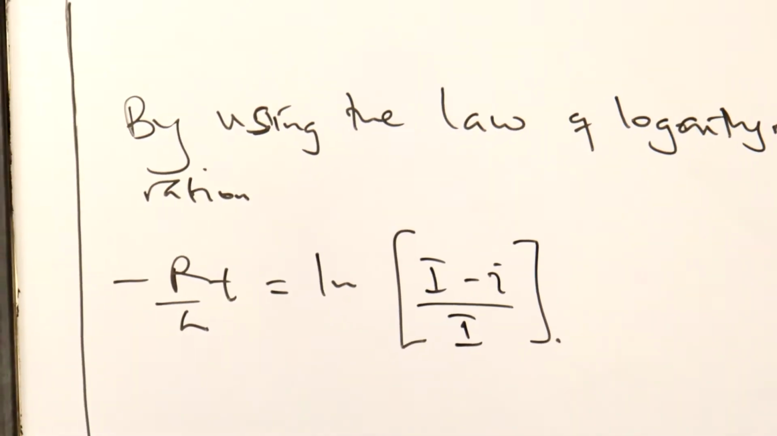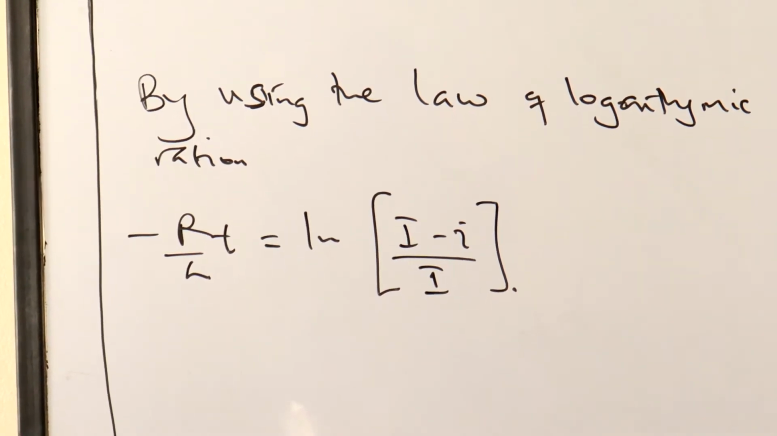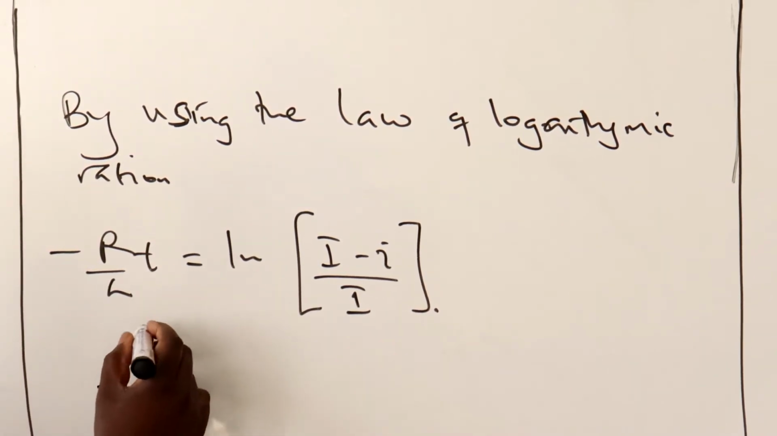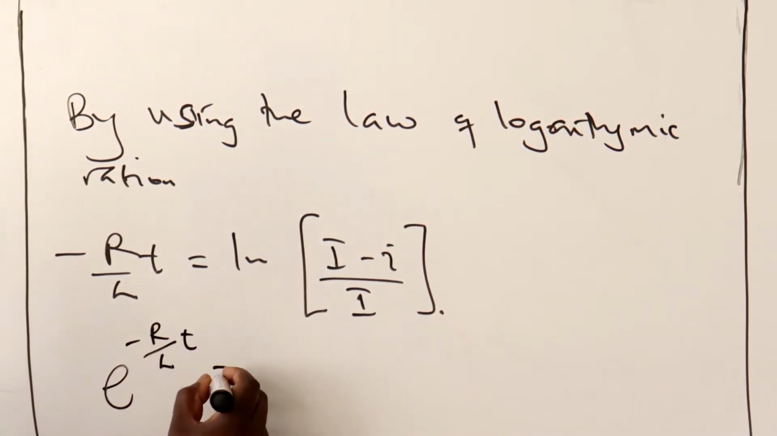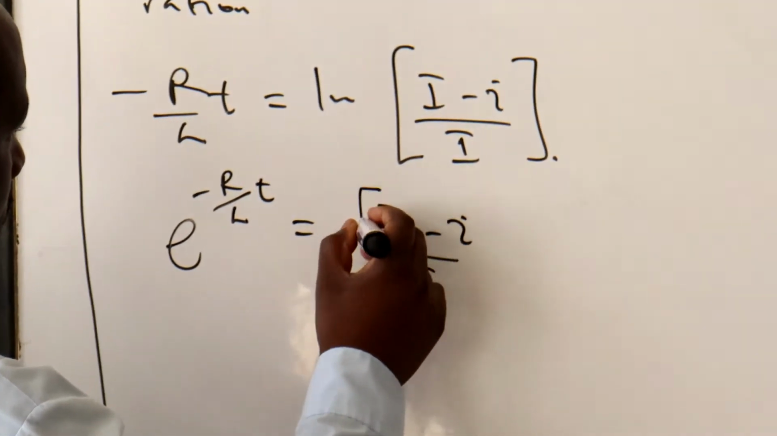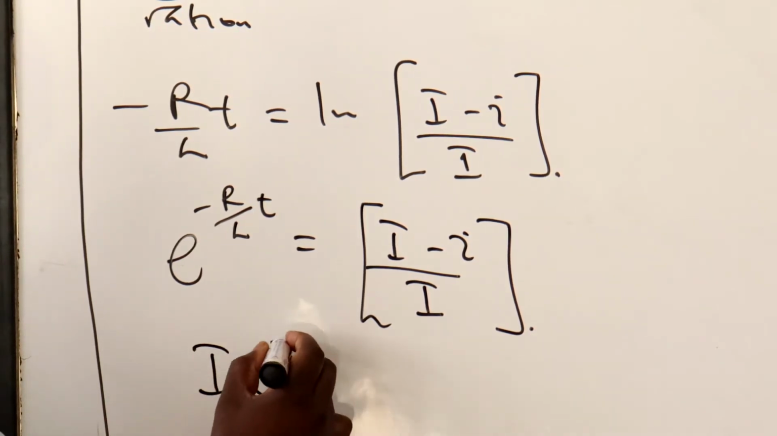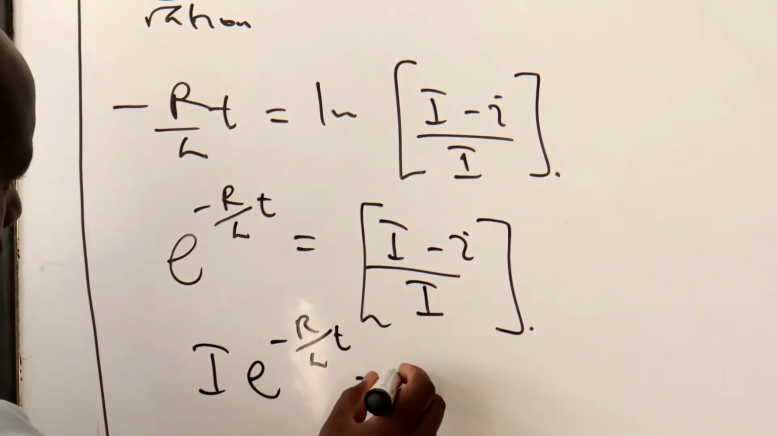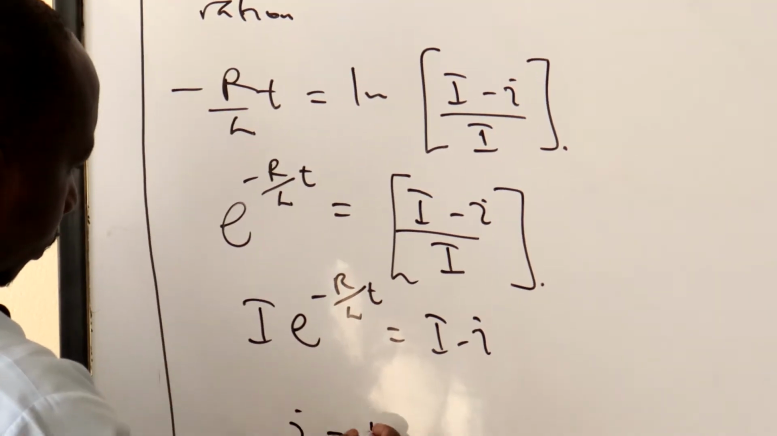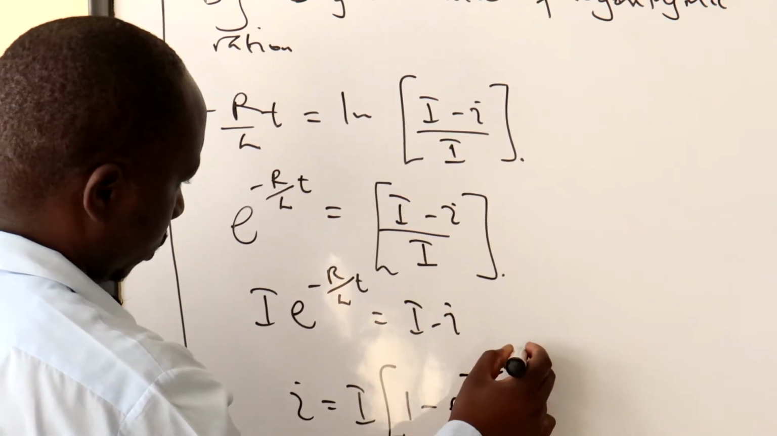So we are supposed to take the natural logs of both sides, which means that on the other end we shall have e to the minus R over L t is supposed to be I-max minus I over I-max. Then we shall have the cross-multiplication, I-max e to the minus R over L t is supposed to be I-max minus I. Then collect the like terms together, I means that I is I-max into 1 minus e to the minus R over L t.